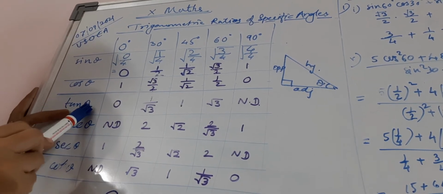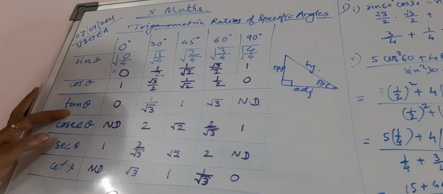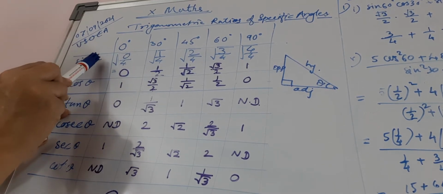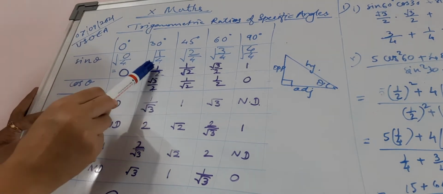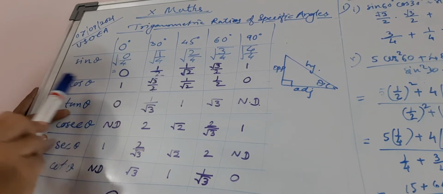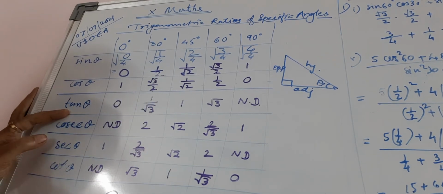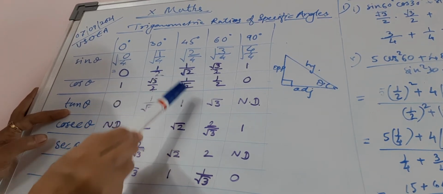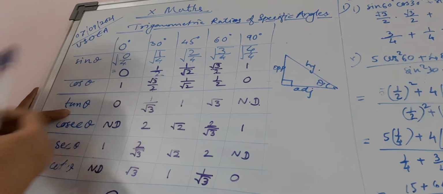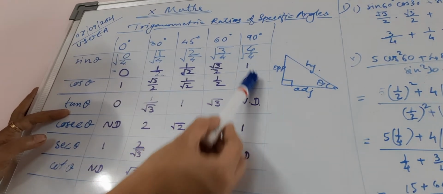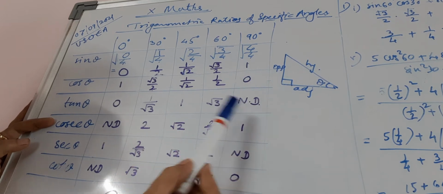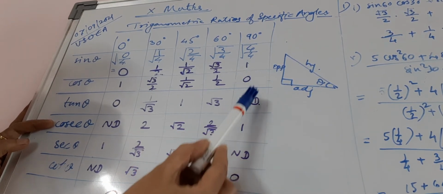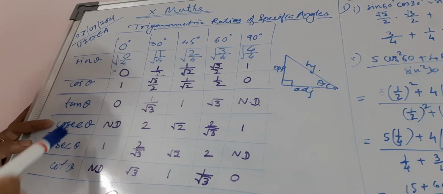Tan theta, we know that tan theta is the ratio of sine divided by cos. So 0 divided by 1 is 0. 1 by 2 divided by root 3 by 2 will be 1 by root 3. This value divided by this will be the same, that is 1. So this way we are going to get tan theta. 1 divided by 0: any number we cannot divide by 0, so it is not defined.